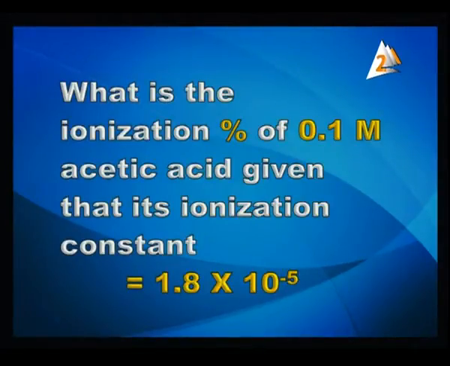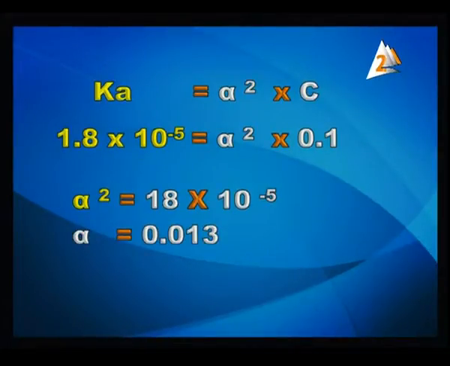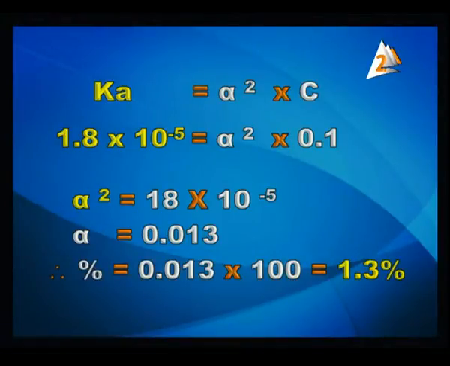The problem here, my dear student: what is the ionization percentage of 0.1 molar acetic acid given that its ionization constant equals 1.8 times 10 power negative 5? Solution. As we know from Ostwald law, Ka equals alpha squared times C. So 1.8 times 10 power negative 5 equals alpha squared times 0.1. So alpha squared equals 18 times 10 power negative 5. So alpha equals 0.013. So the percentage of ionization equals 0.013 times 100 equals 1.3%.